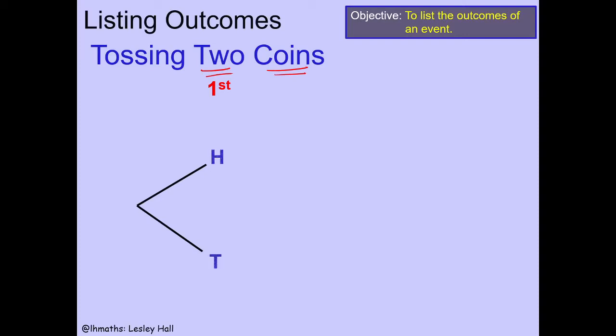Heads and tails. I'll be using the letter H for heads, the letter T for tails. Now, this is for our first coin. Now, let's go to our second coin.